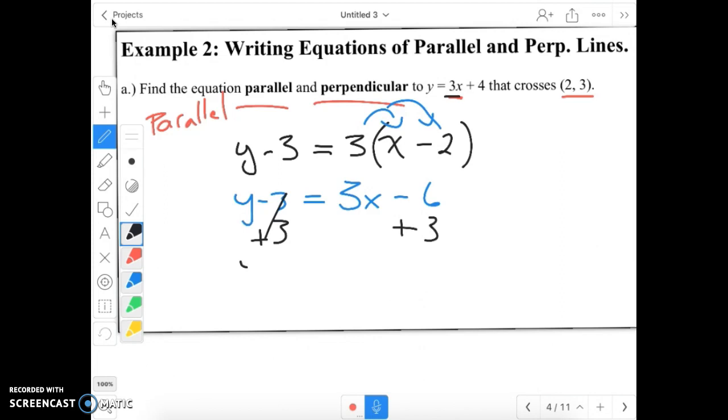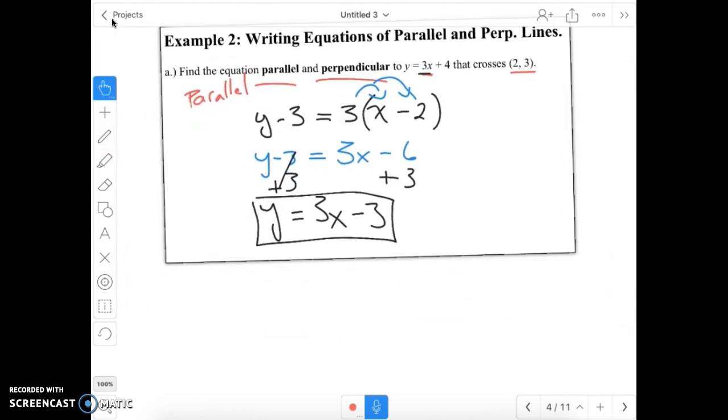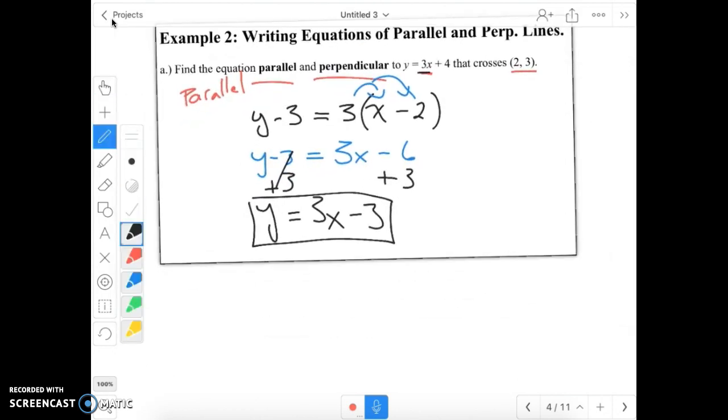So our final answer for our first piece is y equals 3x minus 3. All right, now for perpendicular, I'm going to do the same type of process, but we know from our last example that the slope has to be opposite reciprocal. So we have to say what's opposite reciprocal to 3. So that slope is going to be negative 1/3.